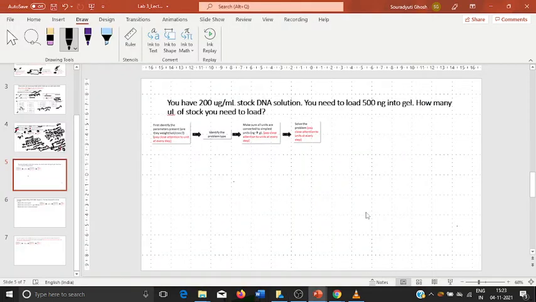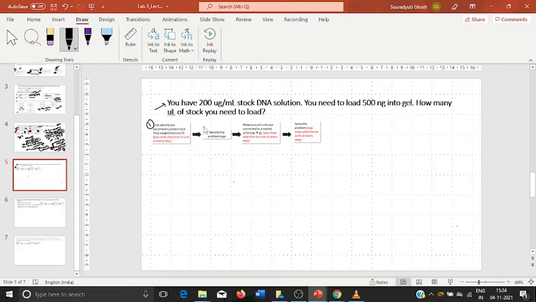Okay, students. In this video, we're going to solve another problem of the same type: weight, concentration, and volume. The problem statement is: you have a 200 microgram per ml stock DNA concentration. You have to load 500 nanogram into the gel. How many microliter of stock do you need to load?